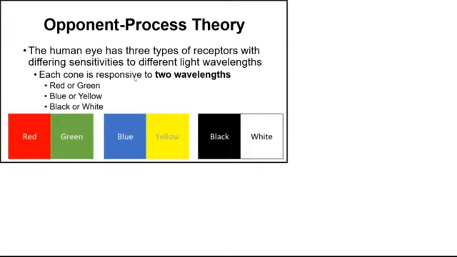But where it starts to change is what it's sensitive to and how. In this case, for the opponent process theory, they're going with a different idea. Instead of having one set of cones that does red, one that does green, and one that does blue, they have 3 sets that respond to pairs of wavelengths. So they have a cone that does red or green. It would send one signal if it's experiencing red, and a different signal if it's experiencing green. Without getting into the specifics, think of it as when they're sending a signal, it's saying that it's red, and when that signal is turned off, it's saying that it's green. So it has a switch where it'll say we either have red or green.